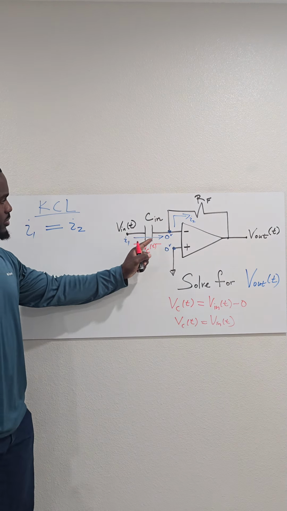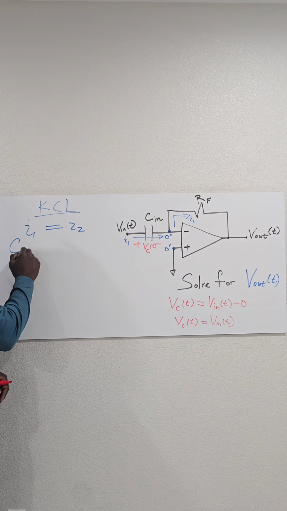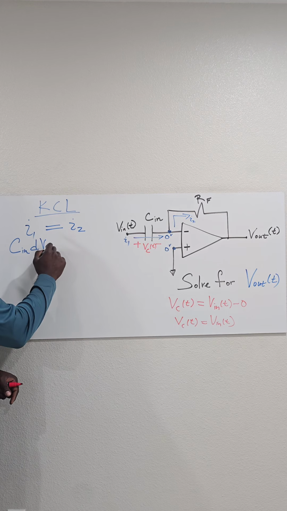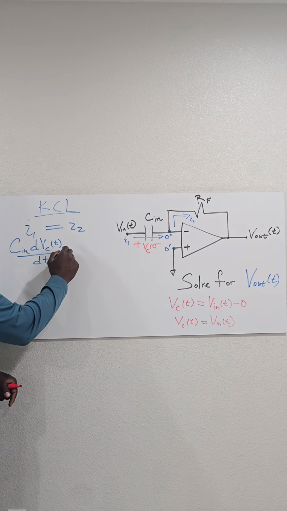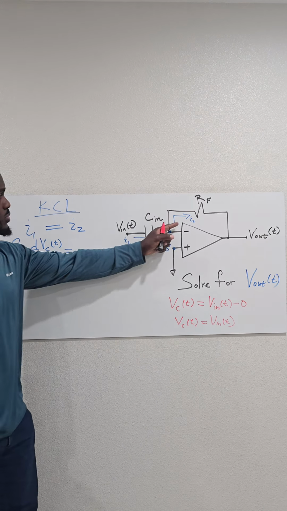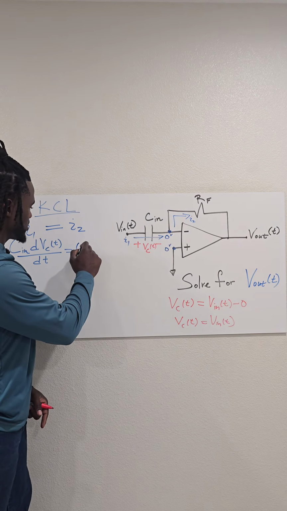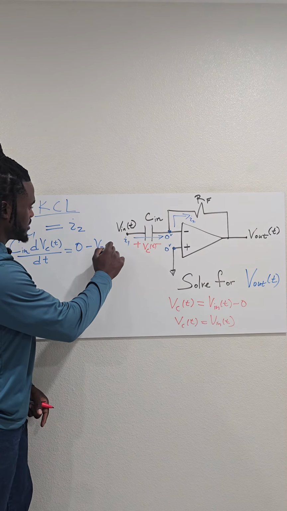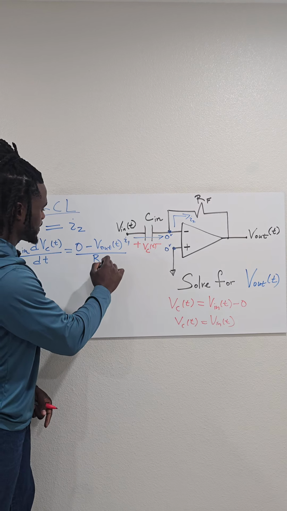And I1 through this capacitor is the input capacitance times the difference in Vc of t over the change in time. And that has to equal I2, which is 0 minus V out of t, so 0 minus V out of t divided by RF.